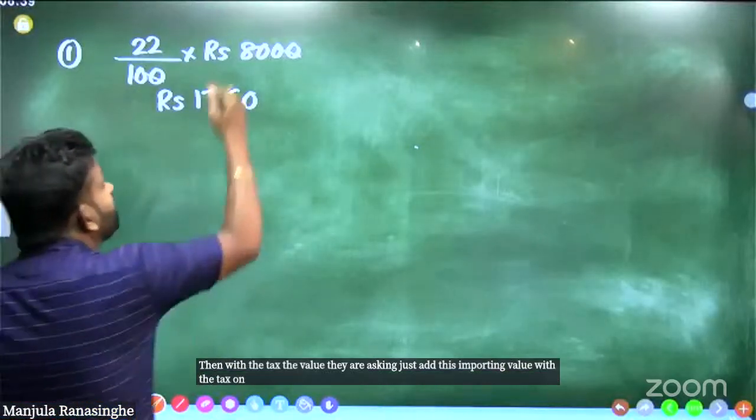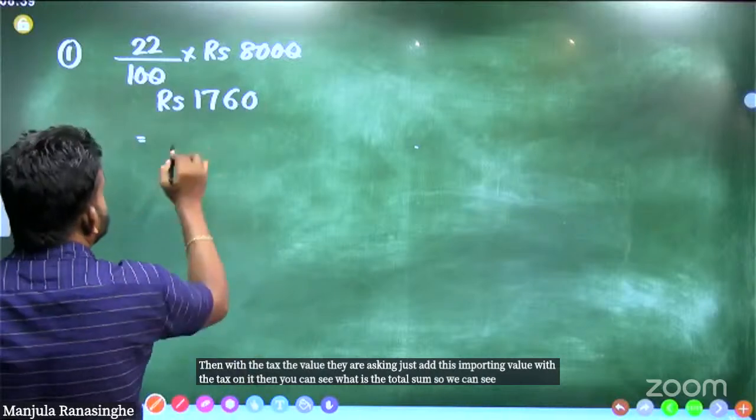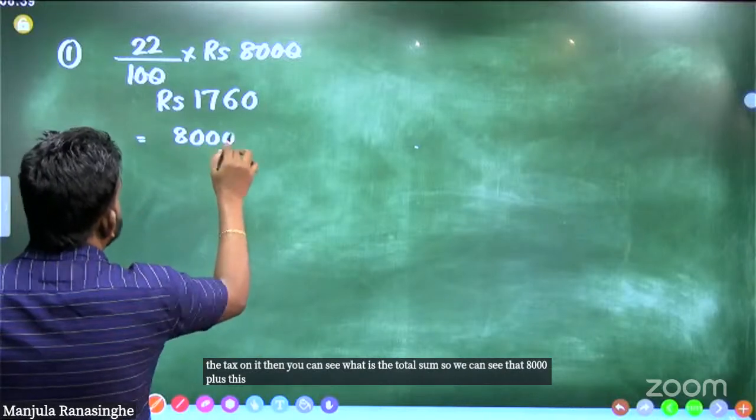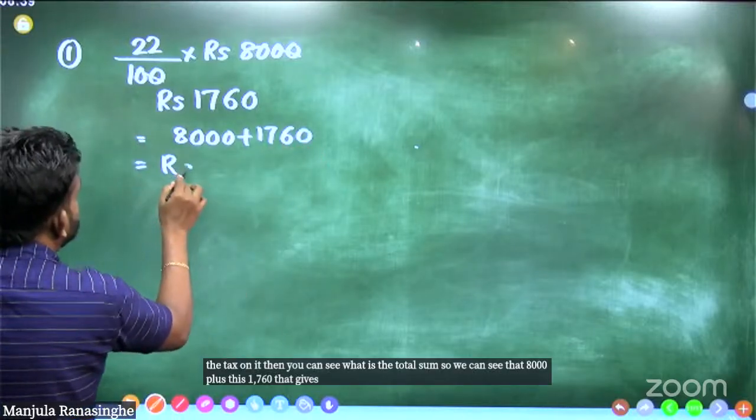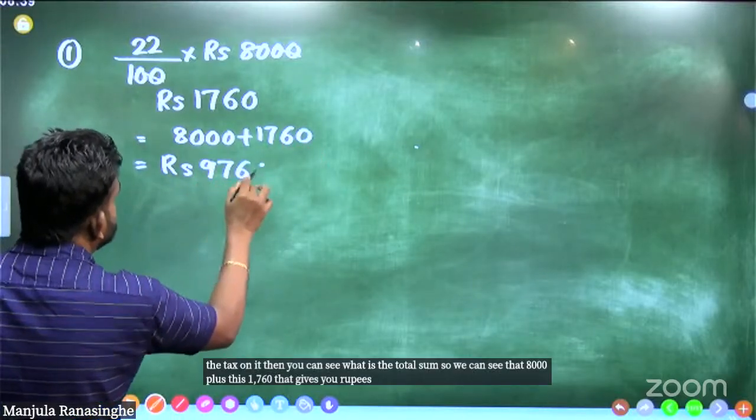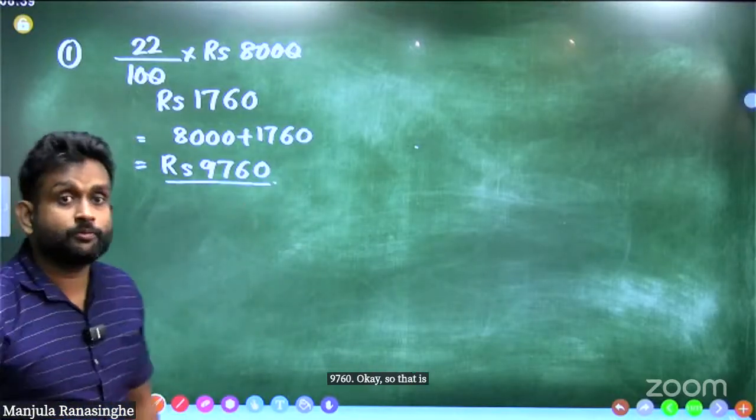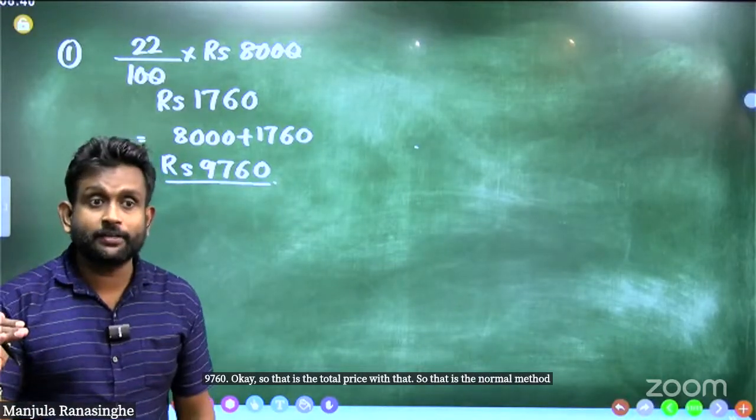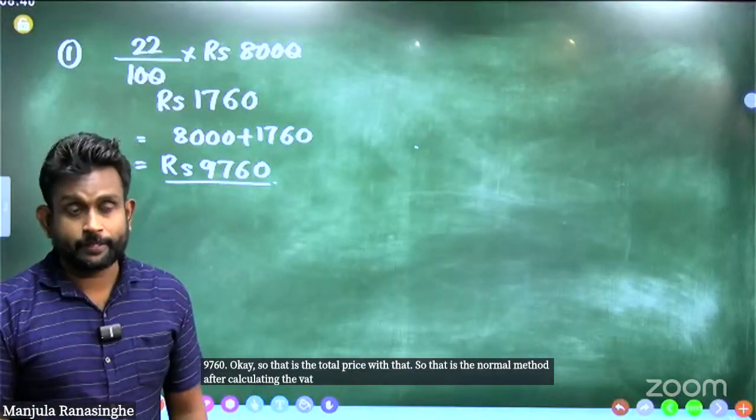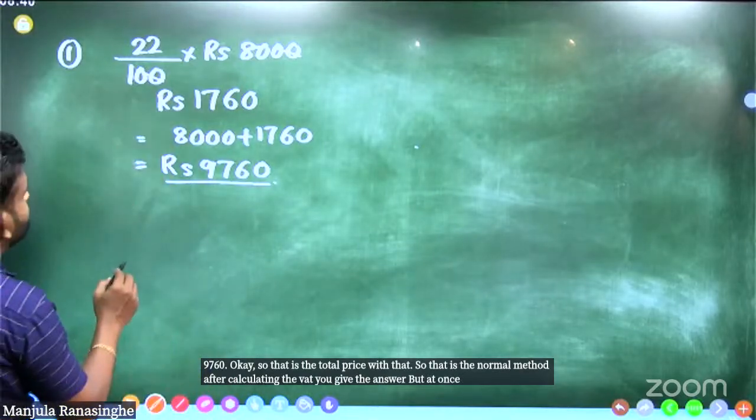Then you can see what is the total sum. So 8,000 plus 1,760 gives you rupees 9,760. So that is the total price with VAT. That is the normal method: after calculating the VAT, you give the answer. But at once, in one shot, we can give the answer.